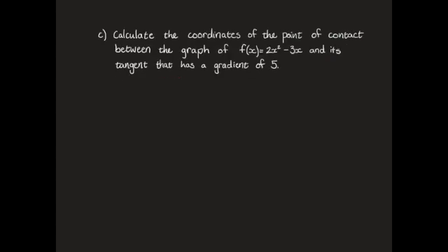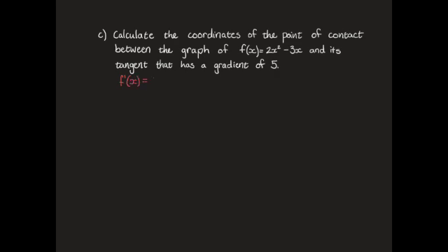Question C of Chapter 4, Exercise 5, asks us to calculate the coordinates of the point of contact between the tangent and the graph where the tangent has a gradient of 5. So we know as soon as we start talking about tangents, we need to start thinking about our first derivatives.